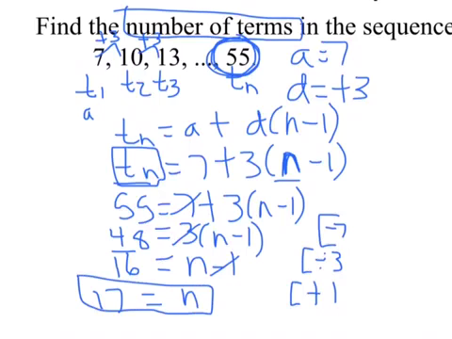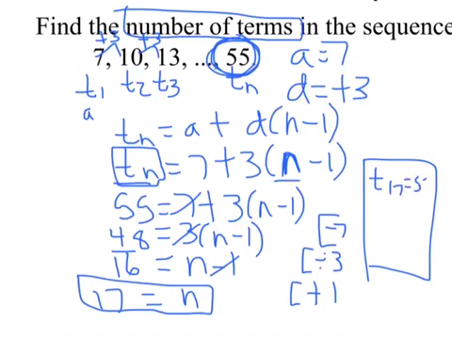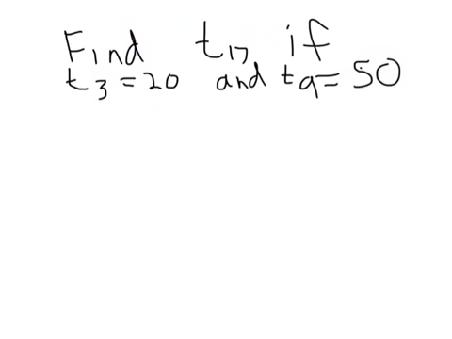So that means T17 equals 55, or there would be 17 numbers in that list. Again, I encourage you to pause it, review these again and see, but there are very clear types of questions here. One more type of question. Now here's this one.